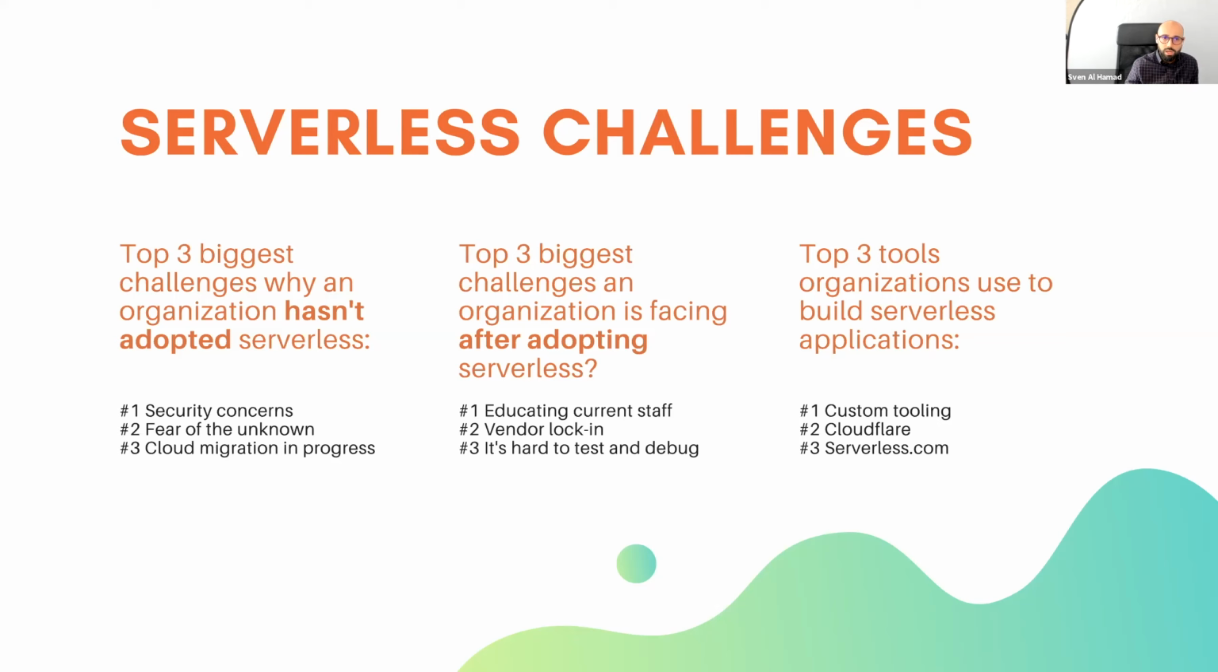The first one being, what are the biggest challenges why your organization hasn't adopted serverless? Number one was security concerns, and the second was fear of the unknown. If you take these two into account as one group, you can't secure something you don't understand, right? So that's why security concerns are a big problem. A lot of people don't understand how serverless works, or they do understand it, but with serverless, there are hundreds of different moving pieces when it comes to infrastructure.